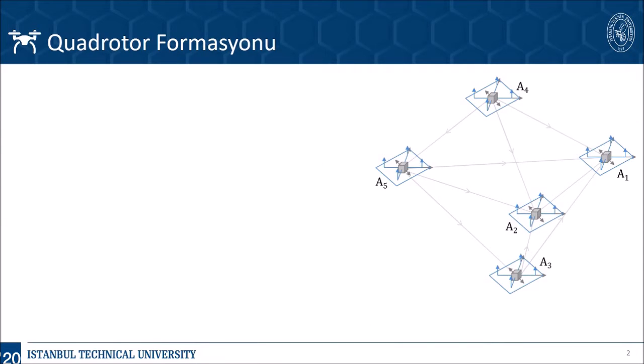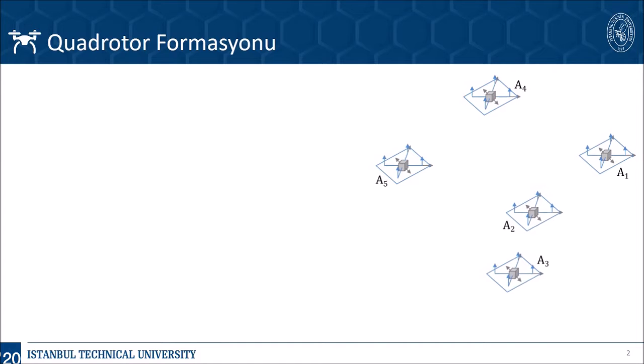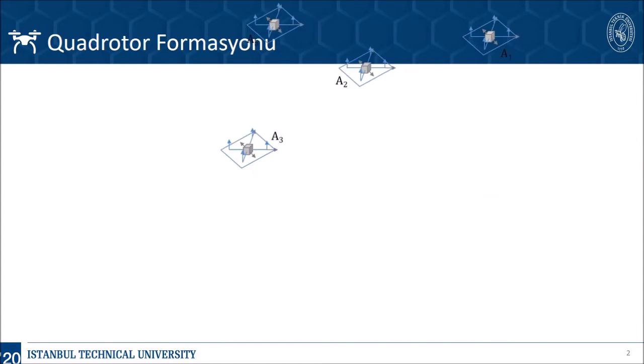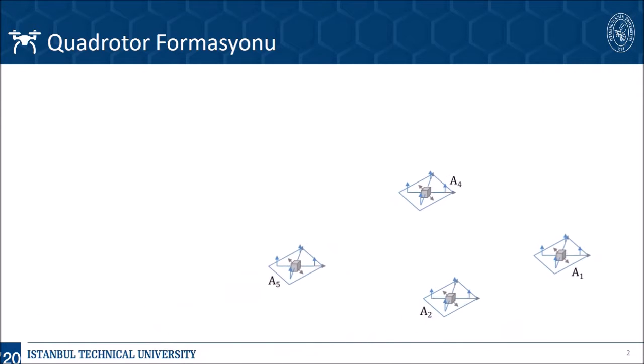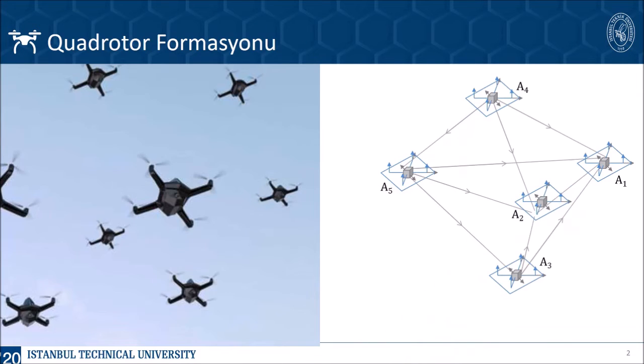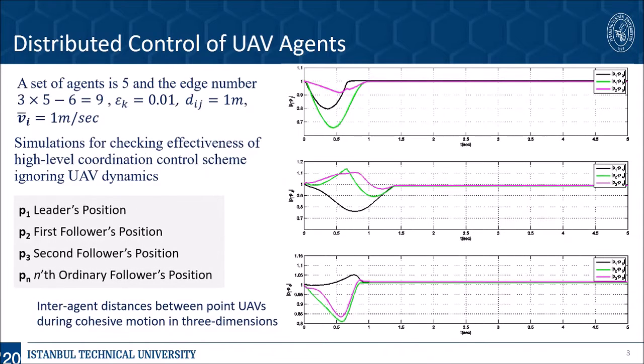The form of quadrotor formation is as follows. The group of quadrotors are flying while preserving their rigid form. A set of homogeneous 5-point agents are taken. The cancellation constant epsilon k is obtained as 0.01. The distance constraint dij is obtained as 1 meter. The required vehicle speed vi bar is obtained as 1 meter per second.